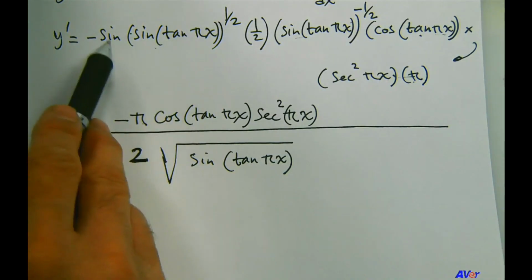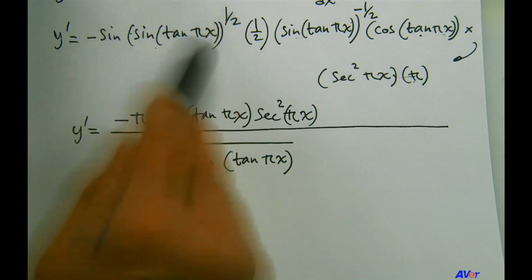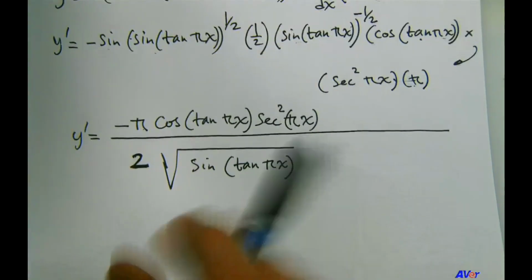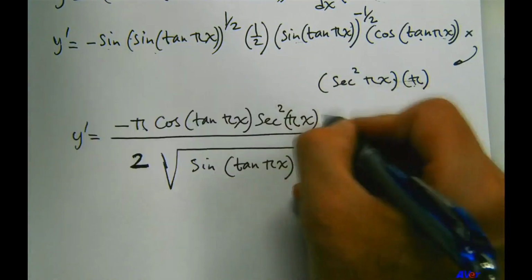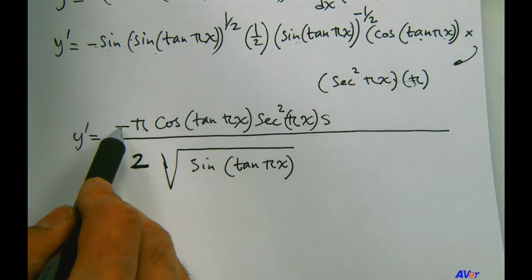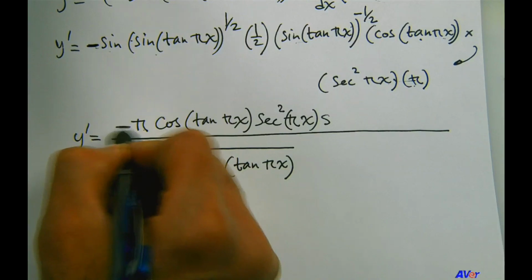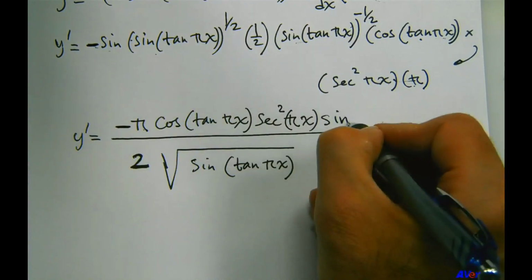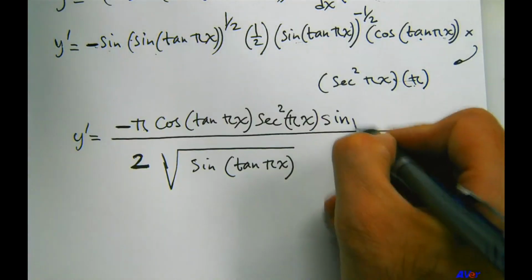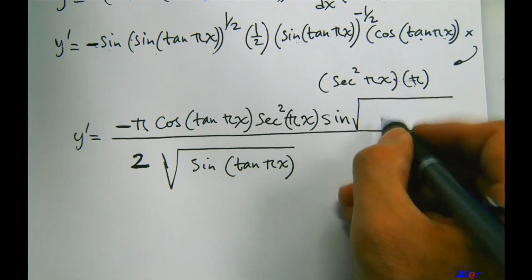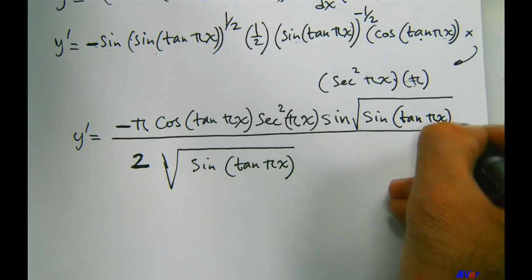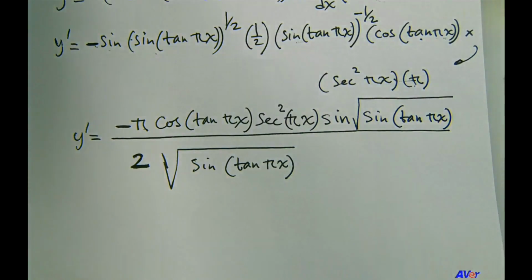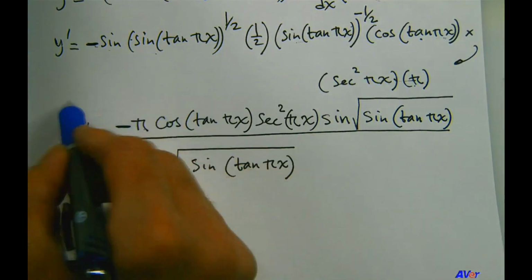So sine of that whole thing, let's use the denominator here, let's write this in radical form. So I'm just going to say sine, and that minus is in here at the beginning. This minus has already been taken care of here. So all we have is that sine of all of that in radical form. So sine of this expression, sine of tangent pi x. Okay? All right, so that's the final answer for this piece.